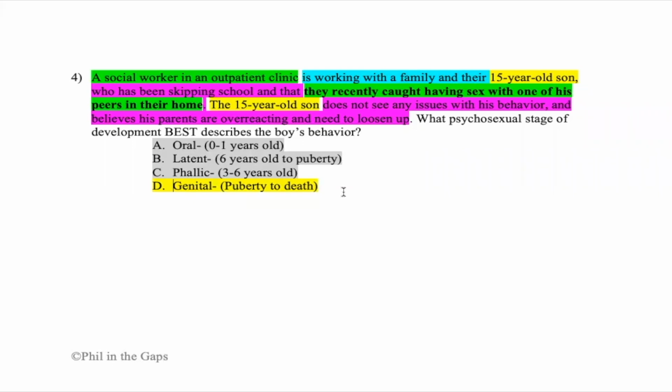So the correct answer here is D, the genital stage, because he utilizes genital in a sexual manner in order to have a sexual relationship with another individual. So the correct answer here is D, genital stage. So that's how we'd look at that question in particular.